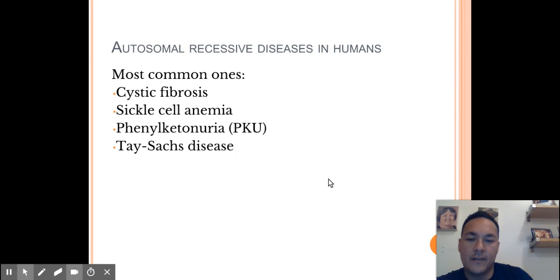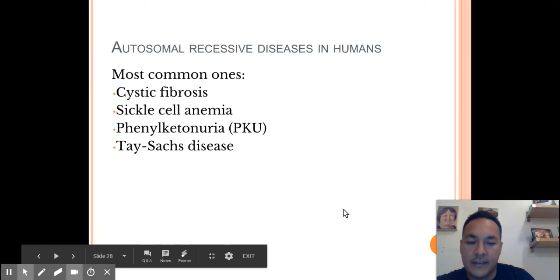Here are some examples of autosomal recessive diseases you can check out. And we're doing our deep dive into sickle cell anemia.